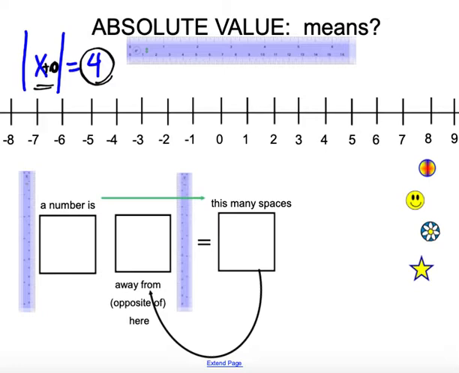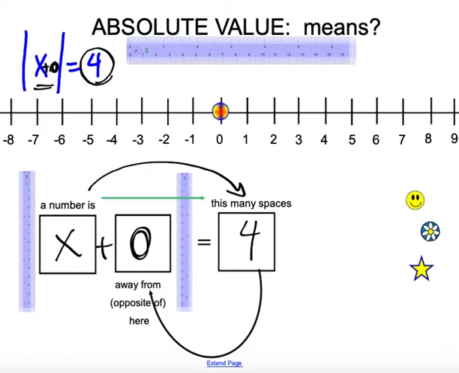So what number is 4 spaces away from 0? Well, let's look and see what that's going to be. I'm going to put this on 0, and I'm going to look and see what number is 4 spaces away from 0. 1, 2, 3, 4. And then we got 1, 2, 3, 4.